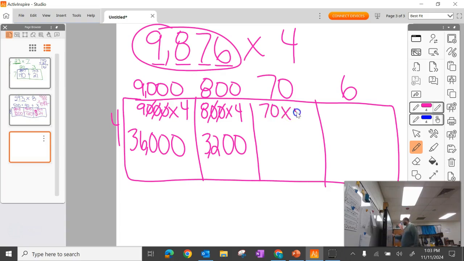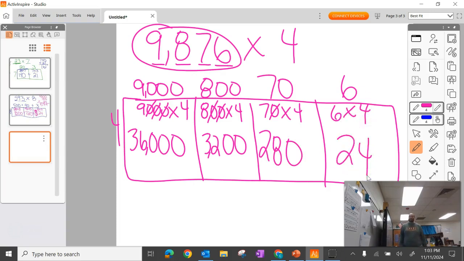All right, moving on down the line. 70 times 4. Chop my 0. 7 times 4 is 28. Add my 0. And then 6 times 4, and that's going to be 24. Again, remember, I've said it every time: this is not the step that people mess up. Where they mess up is when I have to add these digits.